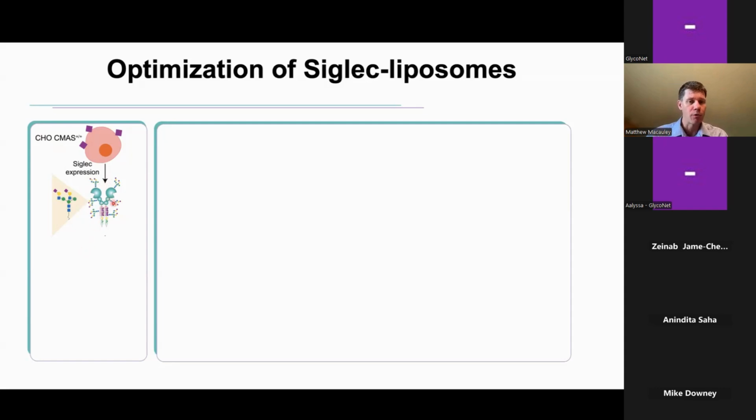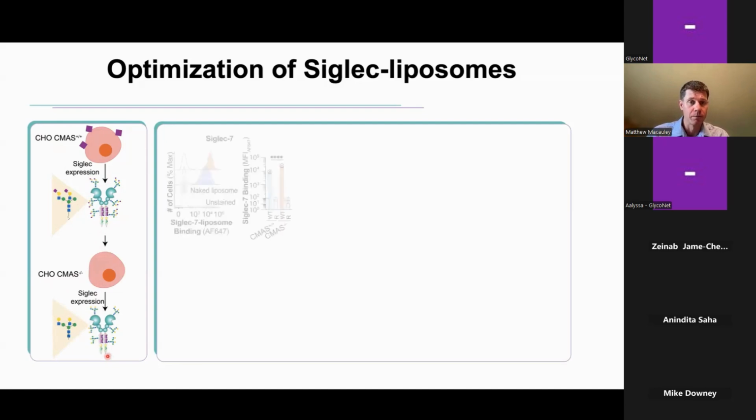We thought we would try a different approach. And so we generated CRISPR knockout of CHO cells in which they lack a key enzyme in sialic acid biosynthesis and express these as sialic acid deficient Siglec FCs. Of course, this is our version 2 with the spy tag on it. So these are now looking at Siglec liposome binding to cells from Siglec 7 FC produced from CMAS knockout versus sufficient cells. And this is a logarithmic scale, so it's a very significant shift. So it looks like CMAS knockout for this Siglec binds better.